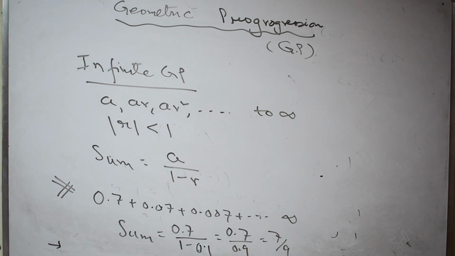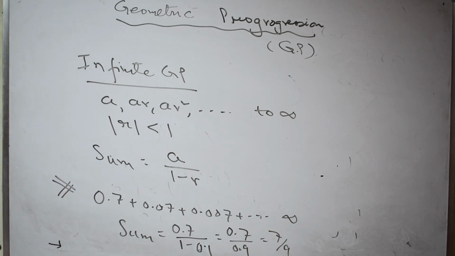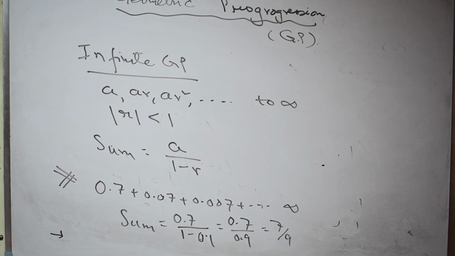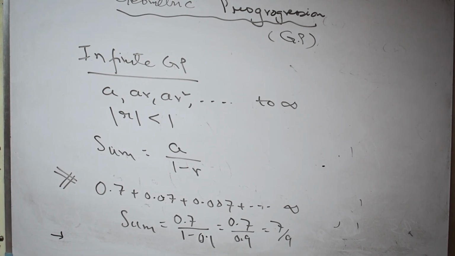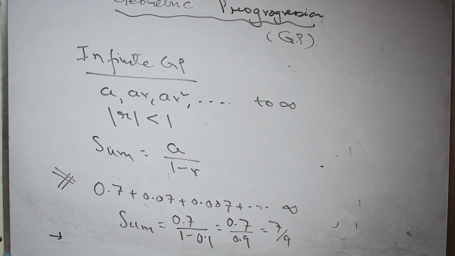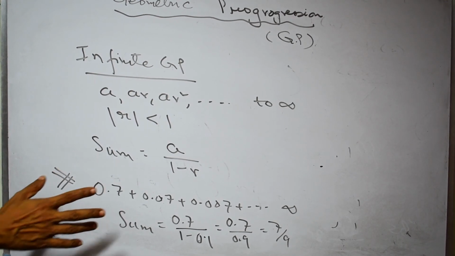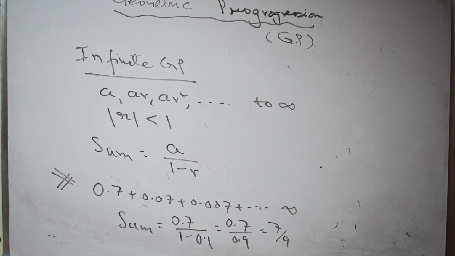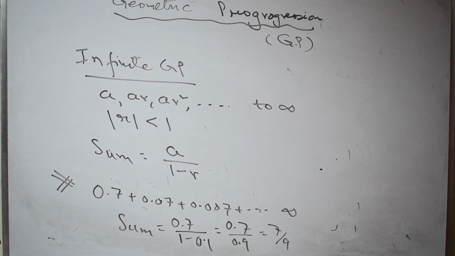If you calculate 7 by 9, you will find that it is a non-terminating decimal number, because if you divide 7 by 9, it comes to 0.777 and so on. So another idea it is giving is that any non-terminating decimal number can be expressed as a fraction from the infinite GP. So this is the idea of infinite GP. This is all about geometric progression, the basic ideas for today's discussion.